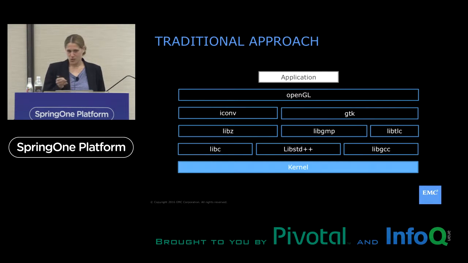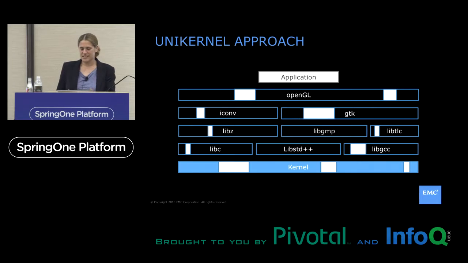So just quickly, what is the difference? What is the traditional approach? In the traditional approach, you have the kernel itself. On top of it, you have all those libraries. And then you put the application on top. No matter which application you're running, all of this is always going to be on your machine, whether or not your application needs it. What the Unikernel architecture says is, if I don't need it, I'm not going to put it on the machine.